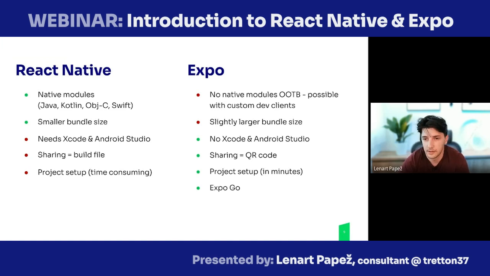Expo Go is the development client I mentioned. It comes pre-packed with support for all of the native modules that Expo supports out of the box. This comes in the shape of an app that we just install on our physical devices, and then we can open our app in development inside that app. So it acts as a development client. As I mentioned, if we want to include any native code, we need to make a custom development client, and then we can go on about our business.